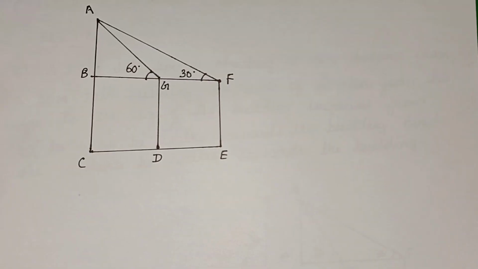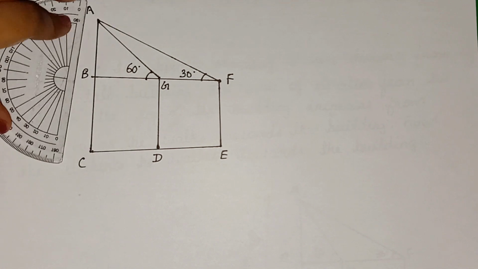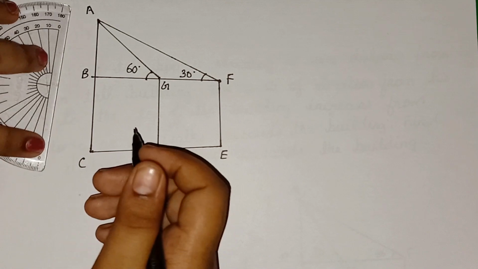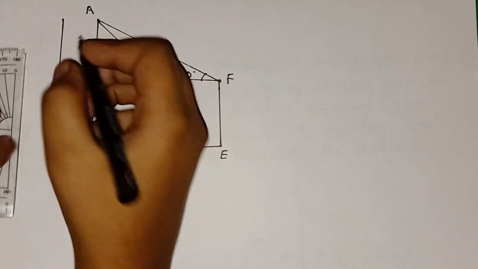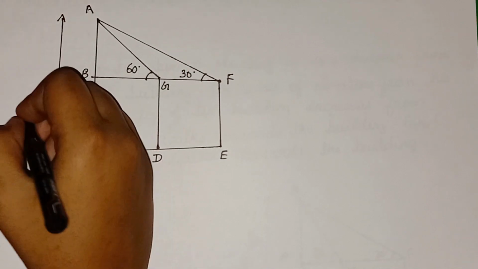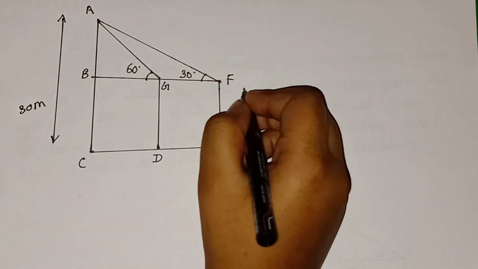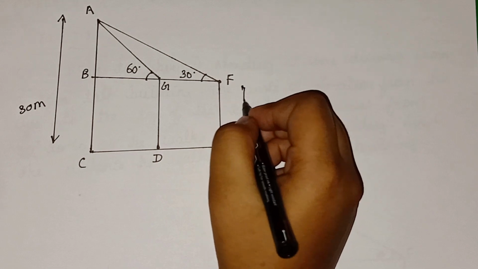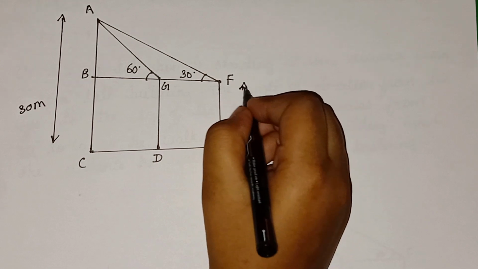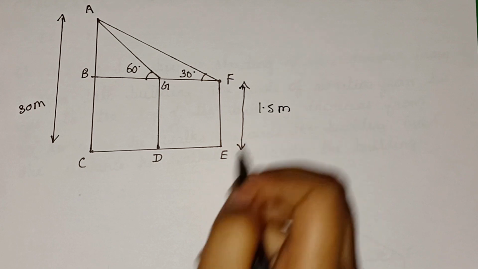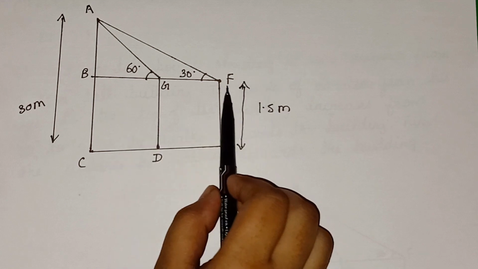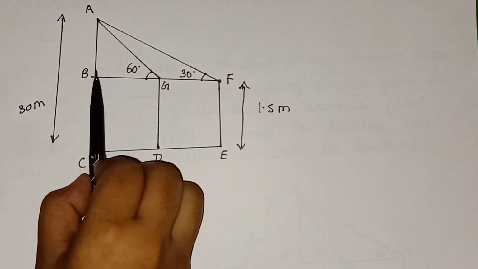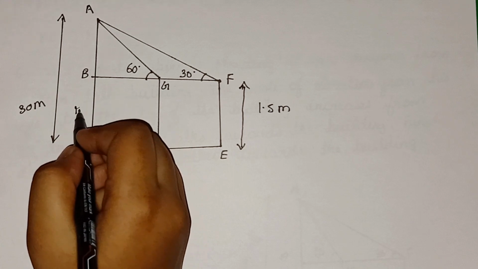Alright guys, so I have done the figure here, and in this figure, this is the building, isn't it? So the height of the building is 30 meter, and the height of the boy here is 1.5 meter. Here this is the boy, this is the height of the building. Since we have 1.5, when you come straight, here also we will have 1.5, isn't it?